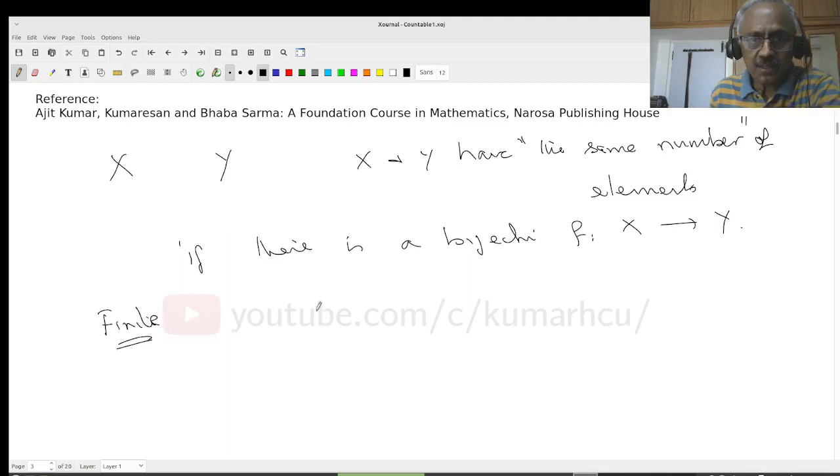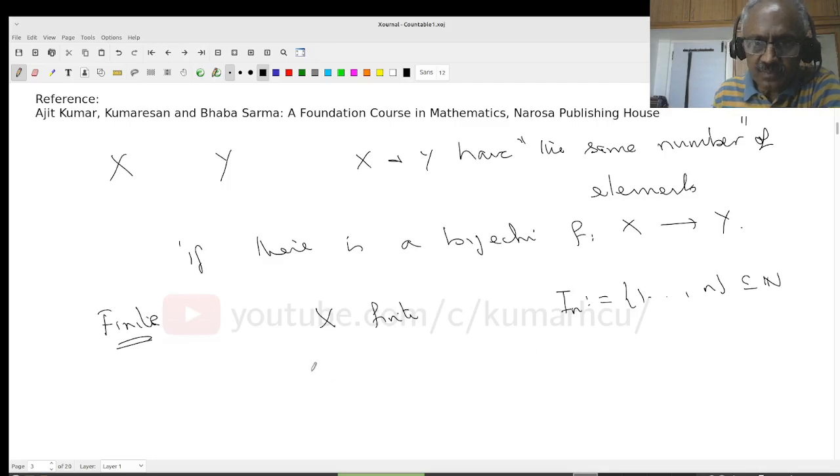Let us do that. Okay, suppose X is a set. When do I say it's finite? Okay, let us look at I_n to be the initial segment 1 to n. This is a subset of natural numbers. Okay, right? So when I say X is finite, either X is empty or there is a 1-1 map of X into some I_n.